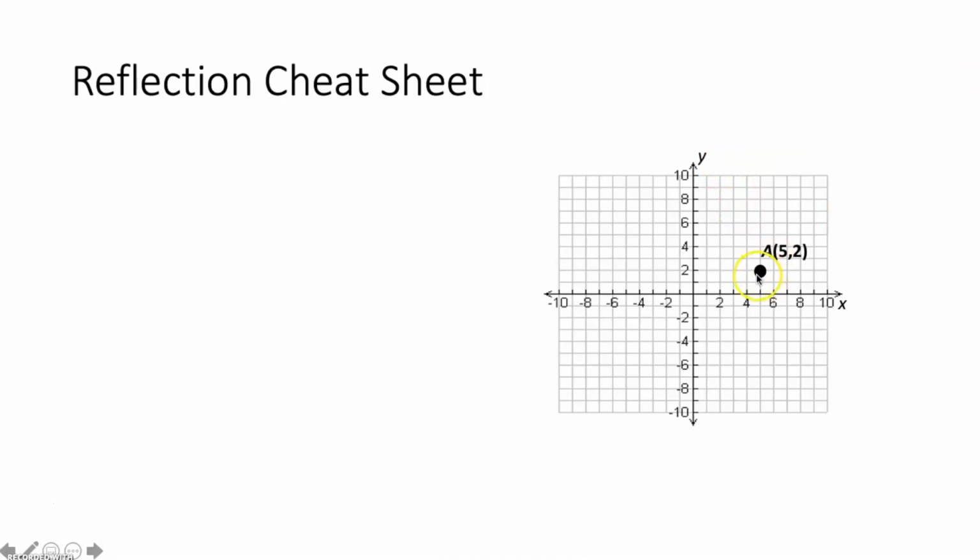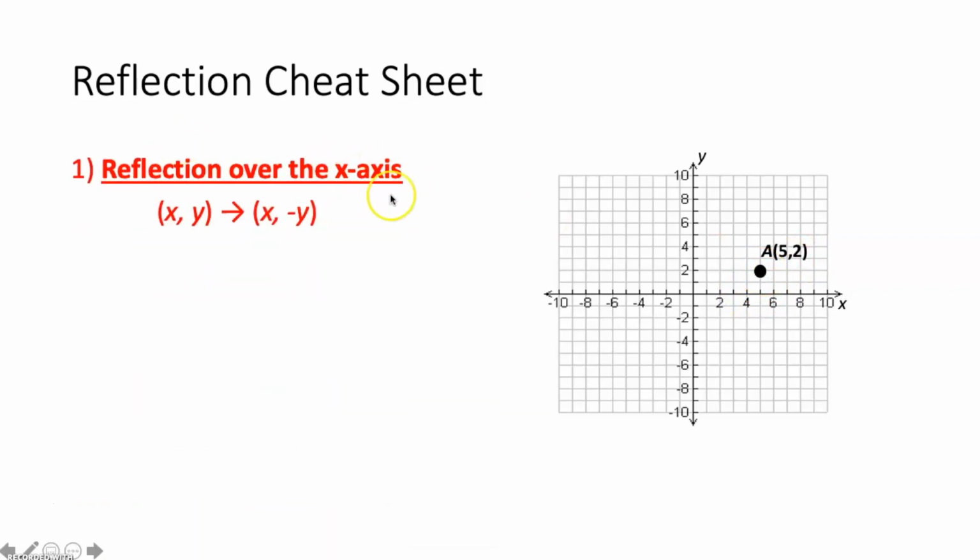First, let's say I have a point. Point A is at 5, 2. It's over 5 on the x-axis, up 2 on the y-axis. If I wanted to reflect point A over the x-axis or in the x-axis, all that you have to do is take that ordered pair and make the y value the opposite of whatever it is. So if I want to reflect point A over the x-axis, I just take 2 and make it the opposite, -2. So A prime, after I reflect it over the x-axis, would be at 5, -2. That's how you reflect something over the x-axis. Just change the y-coordinate to the opposite of whatever it is. If it was -2, you would make it +2.